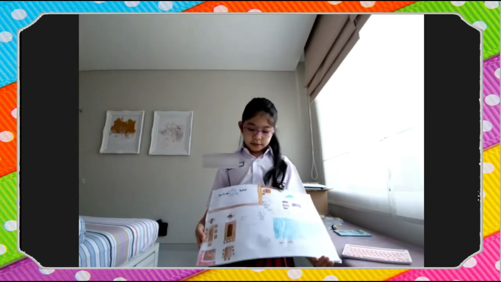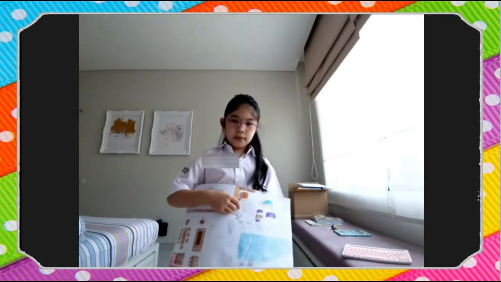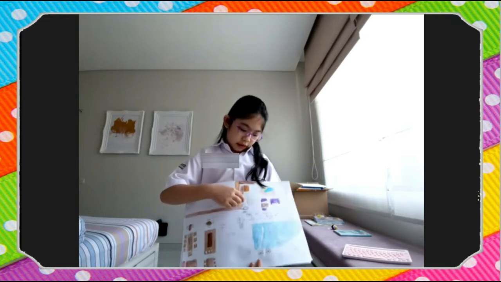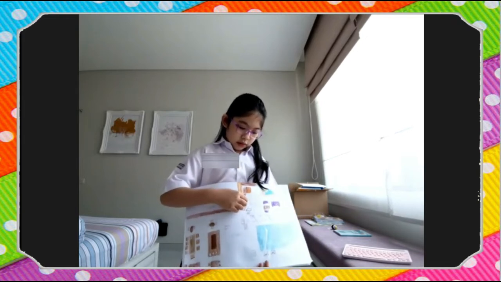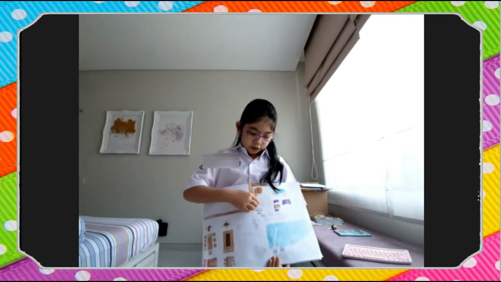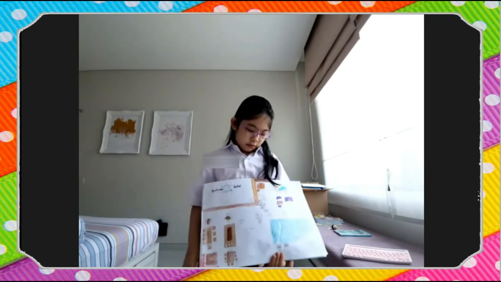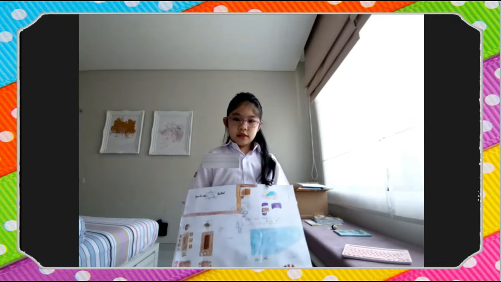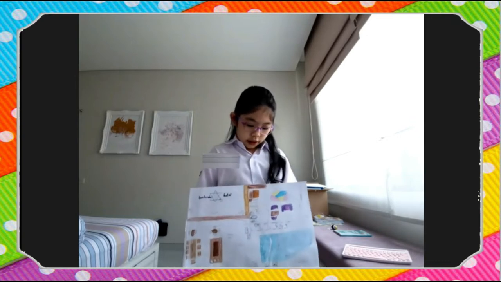The uniqueness of my hotel is the kid's bedroom. I make a kid's bedroom so children could keep comfortable and enjoy the room, and so they are happy.